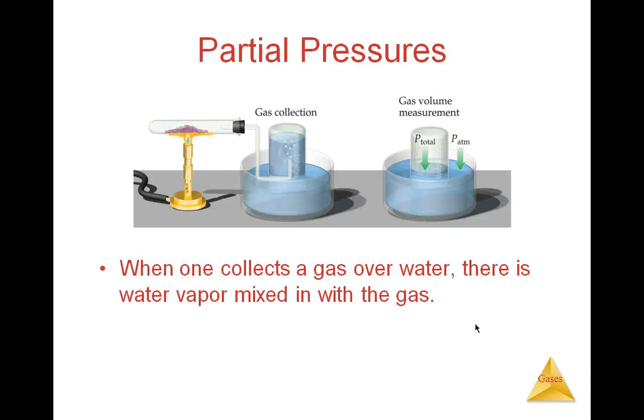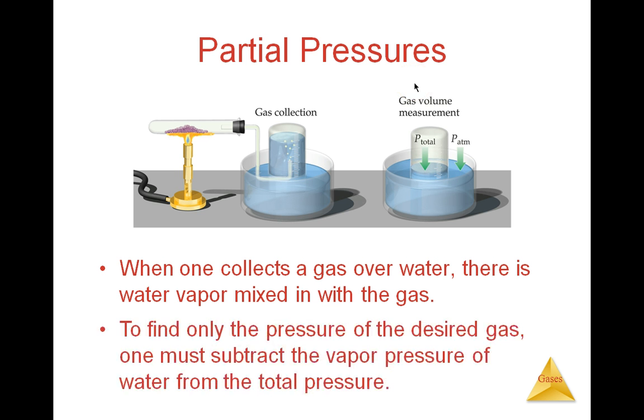Moving on. So whenever you collect a gas over water, you always have to remember that water vapor is mixing in with that gas. So if I have this decomposition of this chemical right here, and it's producing a gas and it bubbles up into this gas collection beaker here, what we have to note is that once the pressure is set equal to the atmospheric pressure, the total pressure on the inside is a combination of the water vapor pressure plus the gas that was collected. To find the pressure of the desired gas, you have to subtract the vapor pressure of water from the total pressure that you have calculated here by setting it equal to the atmospheric pressure on the outside.